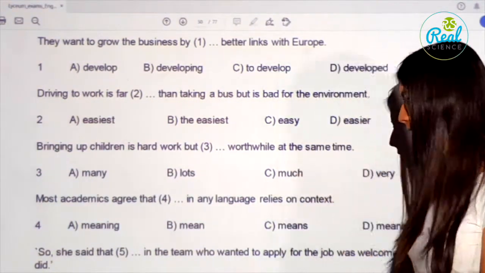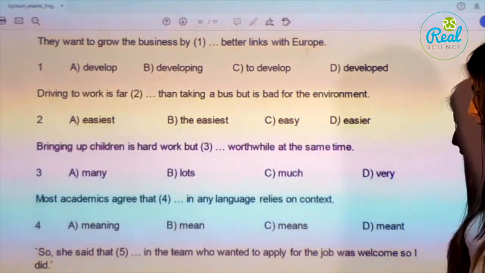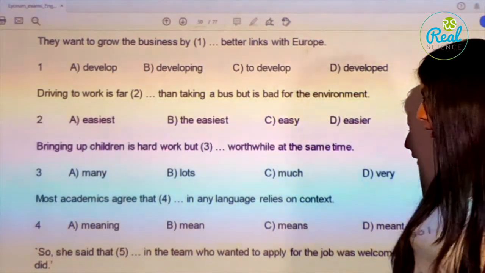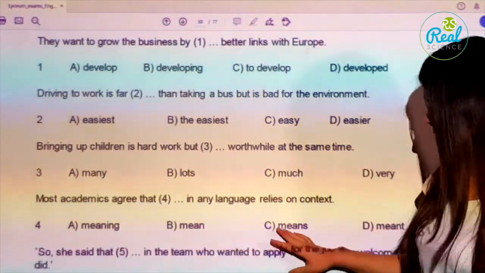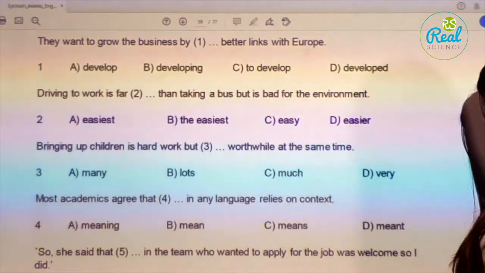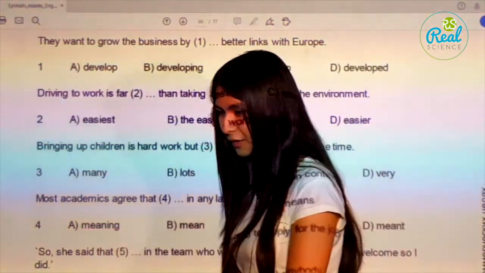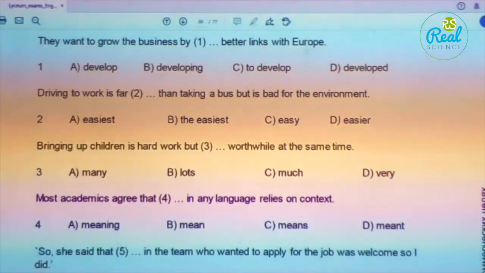Most academics agree that meaning in any language relies on context. Okay, very good. So the correct answer is A1. Nice. Can I read the next one?